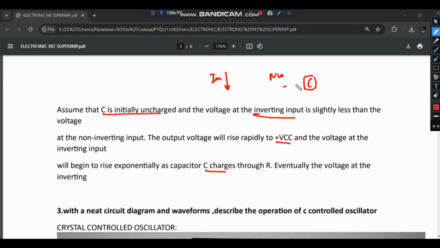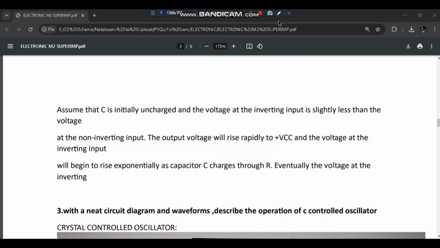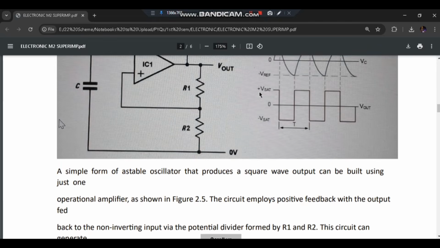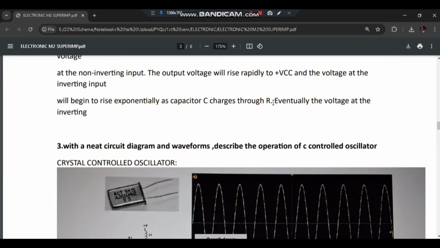So what happens when the capacitor gets charged? The voltage rises to VCC, and the inverting input voltage, as well as the capacitor, gets reversed. The waveform which we will be getting is in this form, like this we will be getting the output. So that was about the multivibrator.